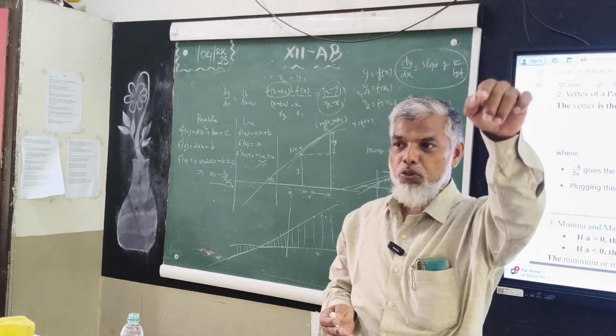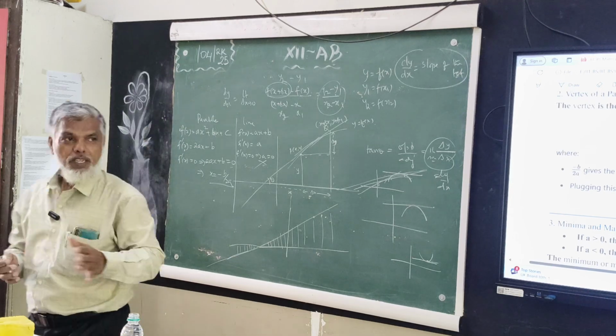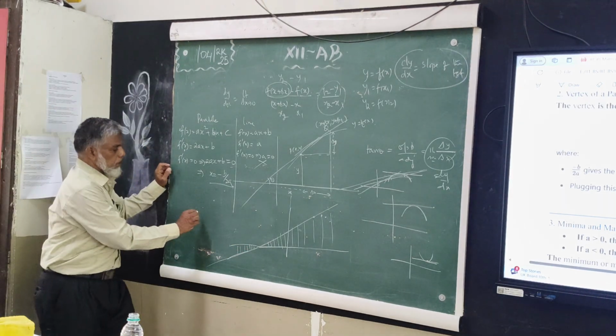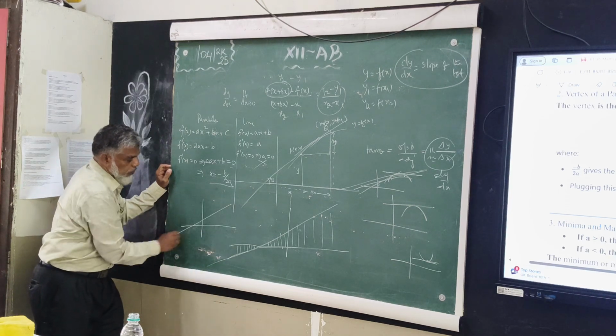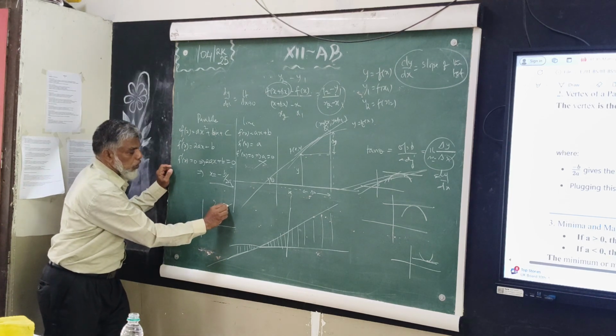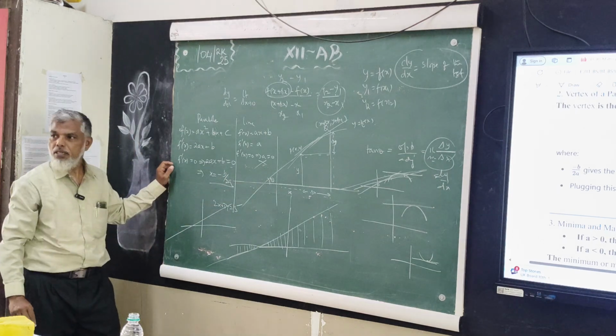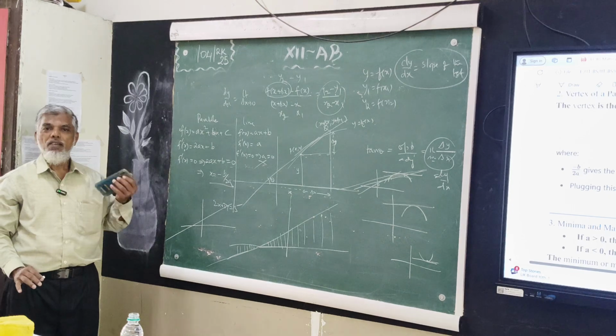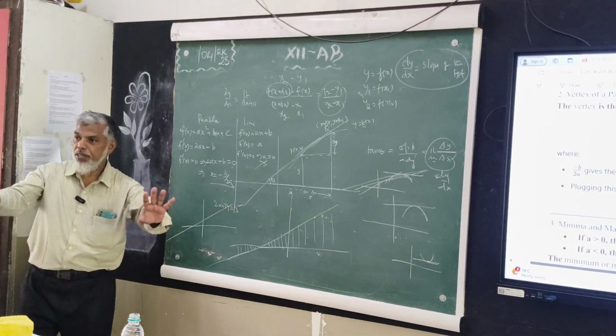You already studied in plus 1. Now tell me, this is a straight line. I will take a simple example. If this line is 2x plus 3y equal to 5, is it correct? I am just writing 2x plus 3y equal to 5. Is it correct?